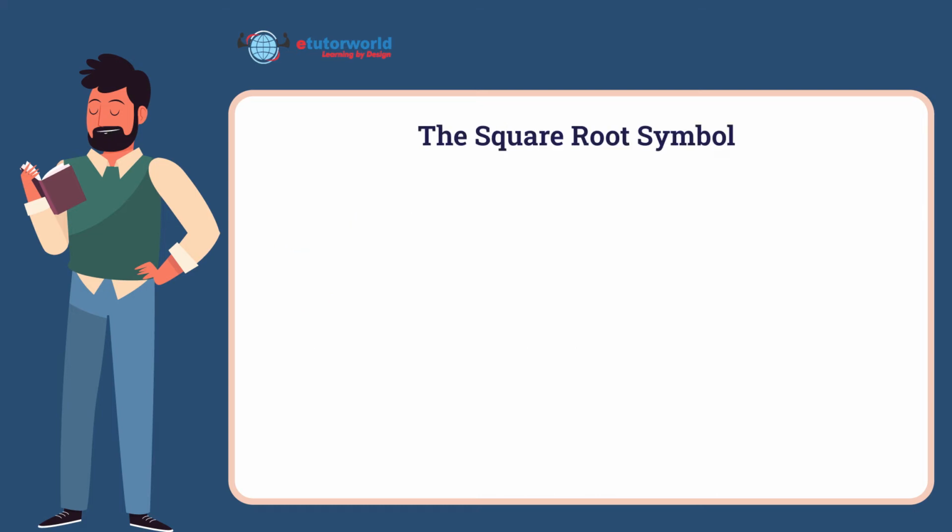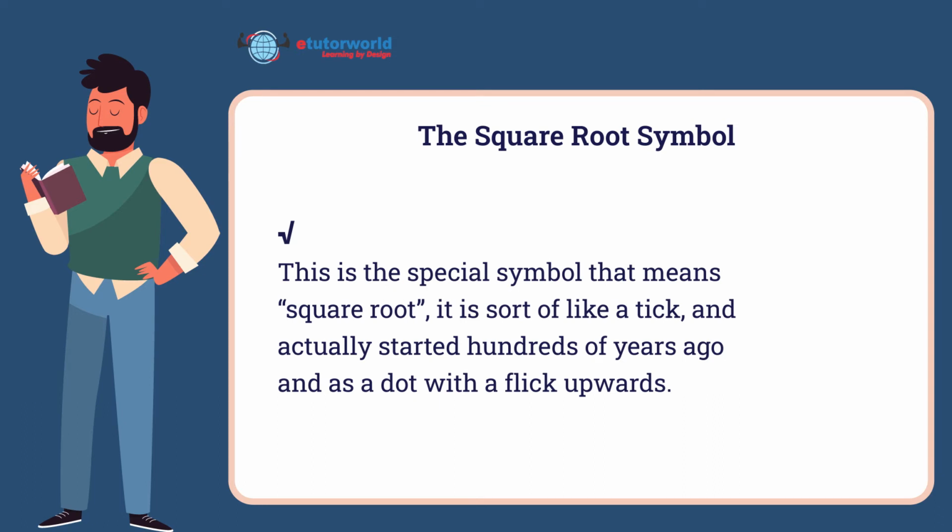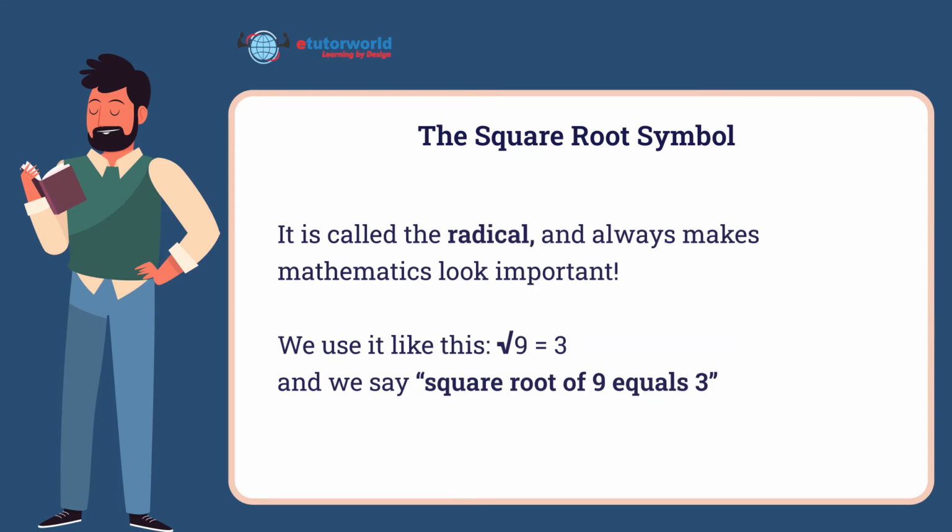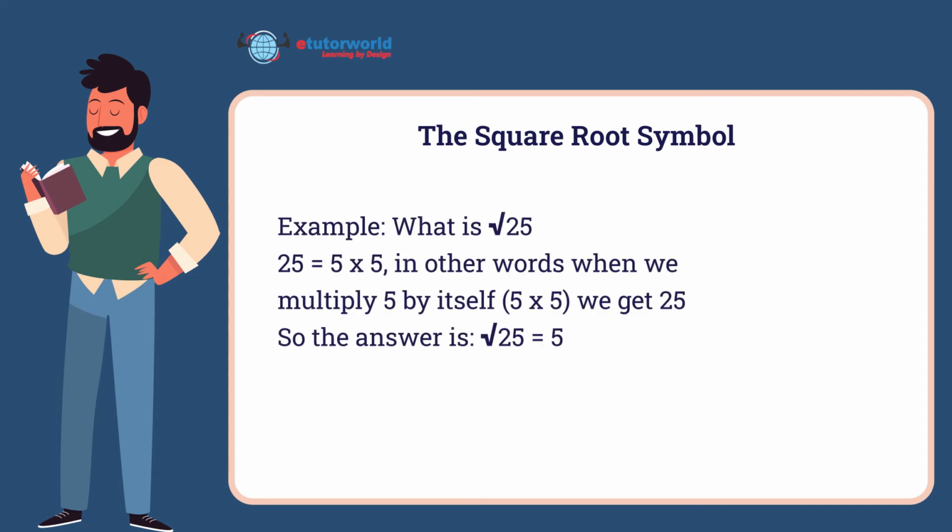The square root symbol. This is a special symbol that names square root. It is sort of like a tick, and actually started hundreds of years ago as a dot with a flick upwards. It is called the radical, and always makes mathematics look important. We use it like this, and we say square root of 9 equals 3. Example, what is the square root of 25?